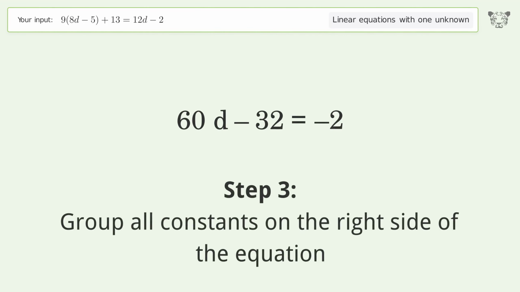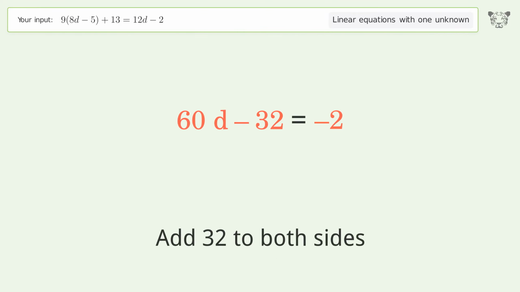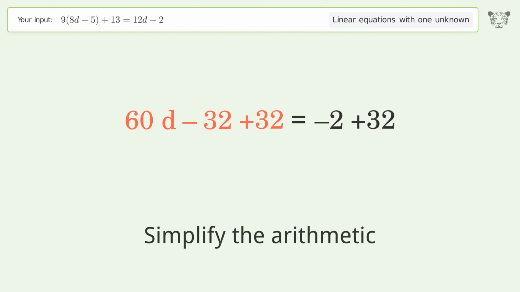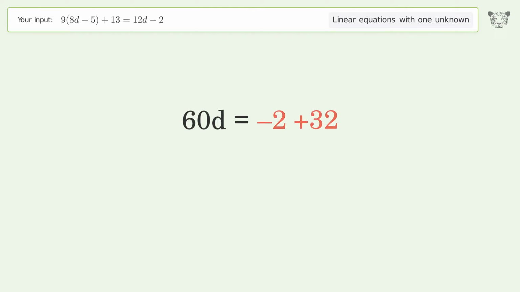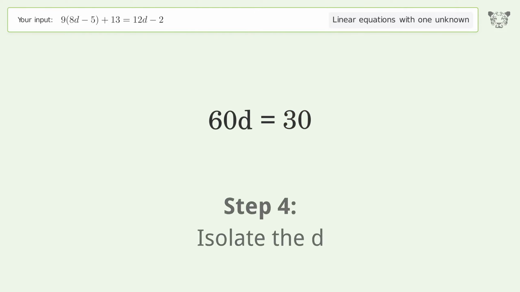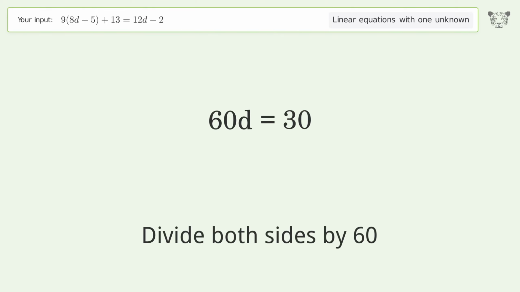Group all constants on the right side of the equation. Add 32 to both sides. Simplify the arithmetic. Isolate the d. Divide both sides by 60.